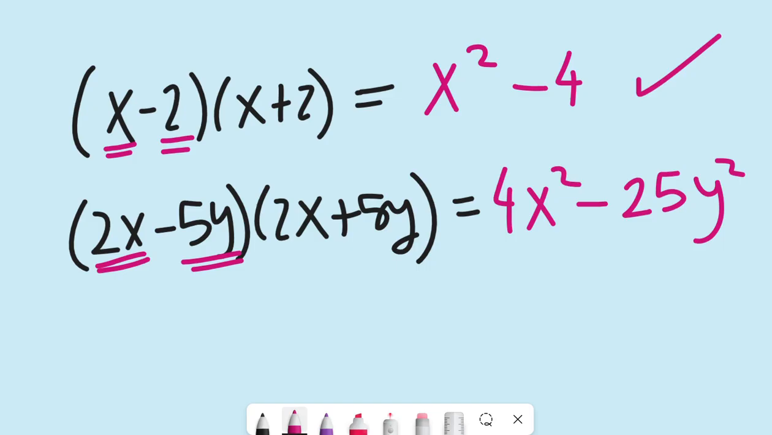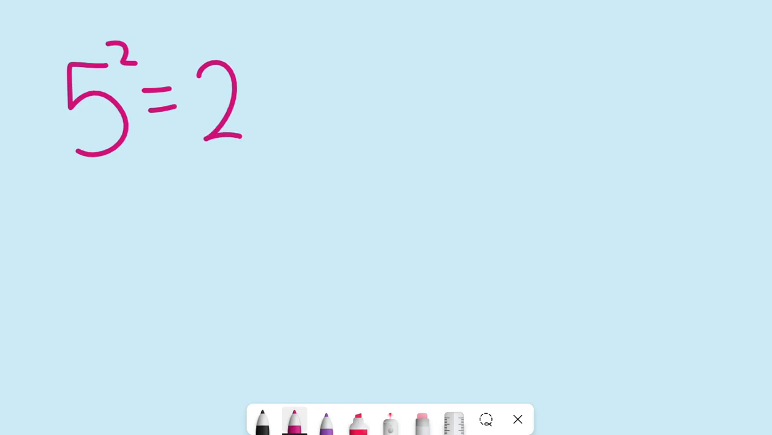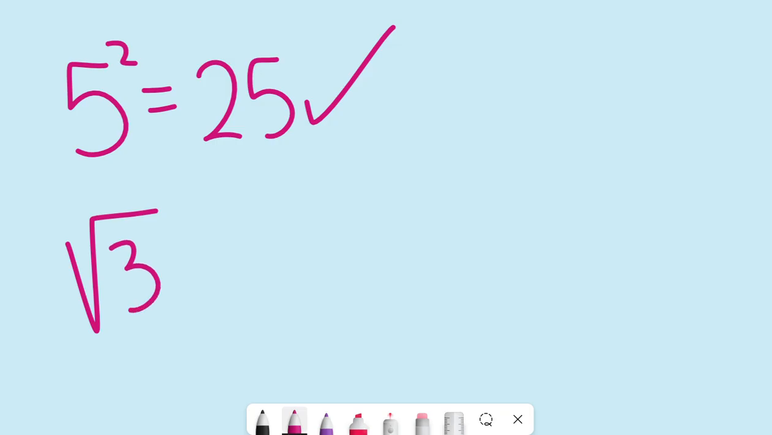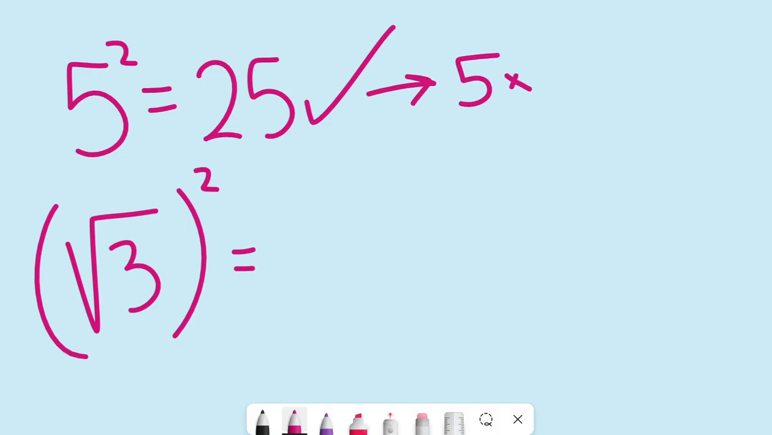Alright, we have now something just a bit more difficult. But before we do that, I have a question for you. If we say 5 to the power of 2, we all know it's 25, right? But if I say square root of 3, and then I say to the power of 2, what is this equal to? 5 to the power of 2 is equal to 25 because 5 times 5 is 25.